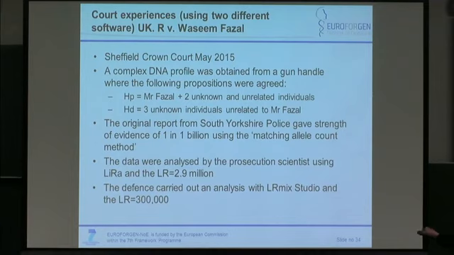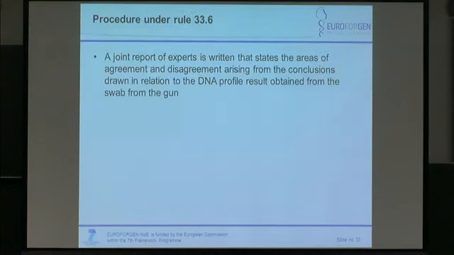Okay, so the data went to Roberto, and he used Lyra, and he calculated a likelihood ratio of 2.9 million, which was somewhat less than the figure given by the South Yorkshire Police. And then we carried out analysis using LRMX Studio, and we got an LR of 300,000. Okay, so how do we explain this to a court?